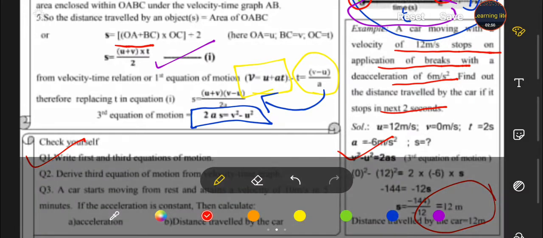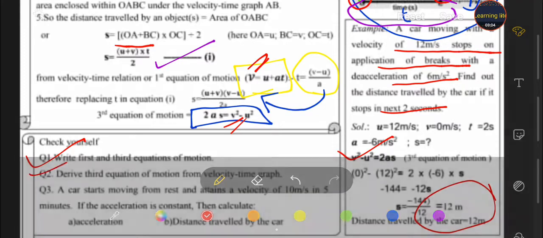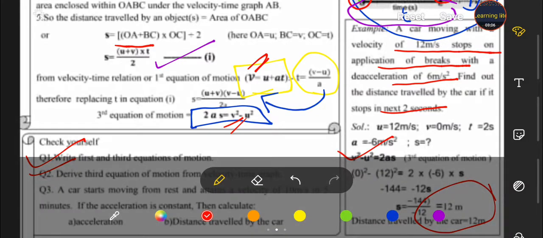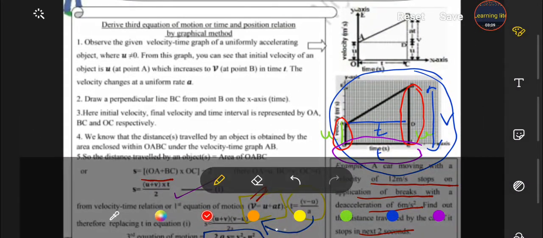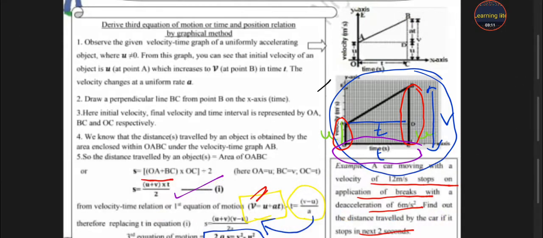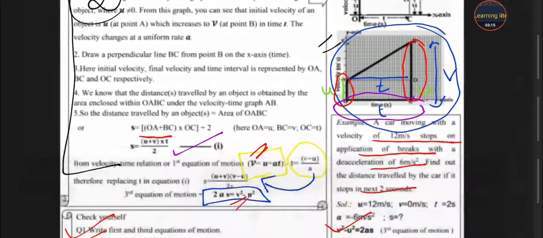Question number 1. Write the first and the third equation of motion. I think it is very familiar to you and it is a very simple answer. You have to write only two equations. First is given here and third is given here. Okay students. Second question, derive the third equation from the graph. So you have to draw this graph and also solve this third equation.